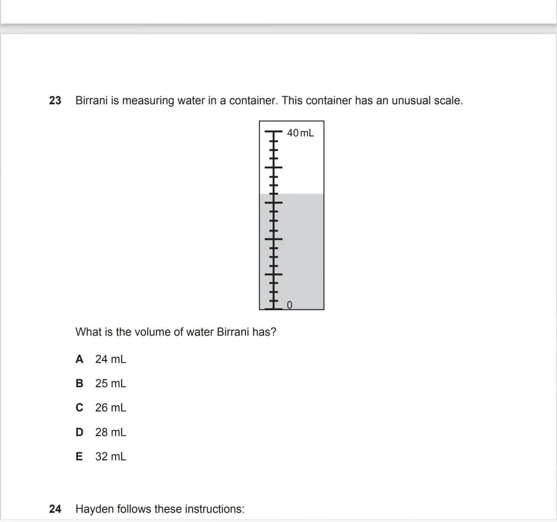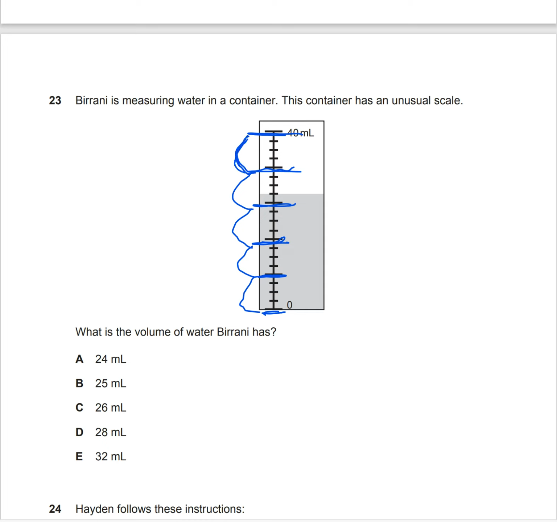23. Biryani is measuring water in a container. This container has an unusual scale. What is the volume of water that Biryani has? What I like to do is see these measurements with the big prong. Okay, so we have 1, we have 2, 3, 4, 5. So 5 of these big ones will take us from 0 to 40.